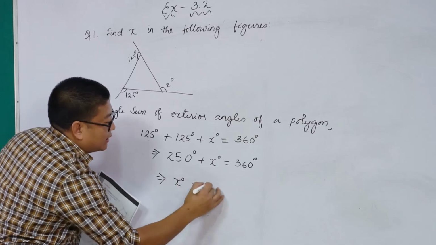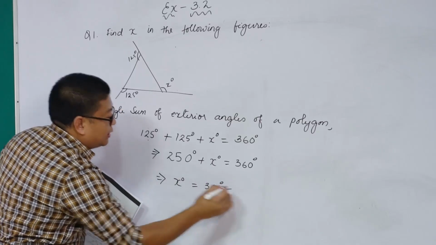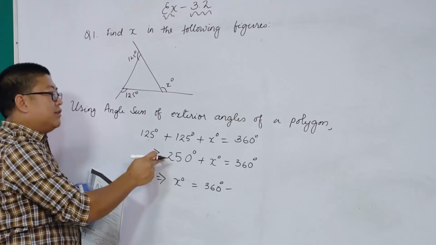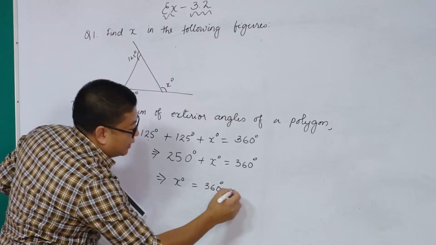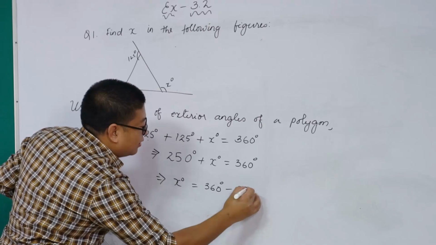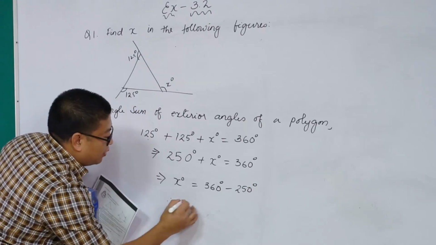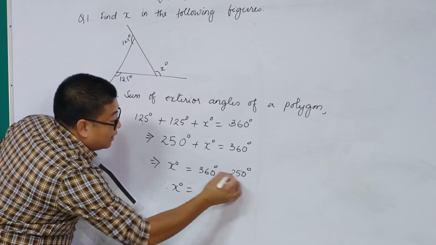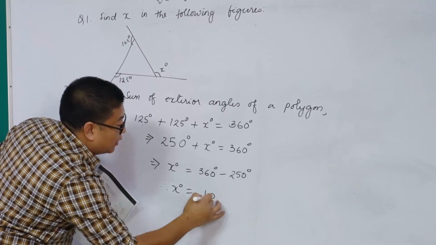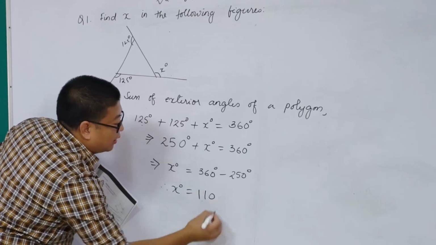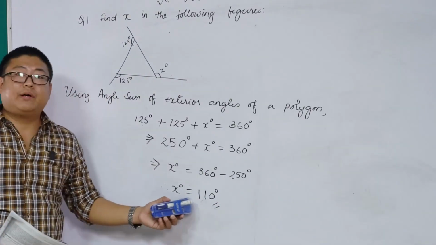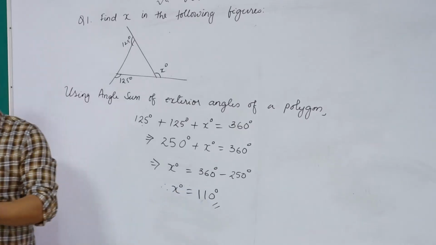So x will keep as it is, 360 as it is, plus 250. No sign is given means it is positive. Positive means plus. So when you take plus to the other side, it becomes minus. So therefore, we have found x degrees, that is 0, 0, 6 minus 5 is 1, 3 minus 2 is 1. So our result is x degrees is equal to 110 degrees.